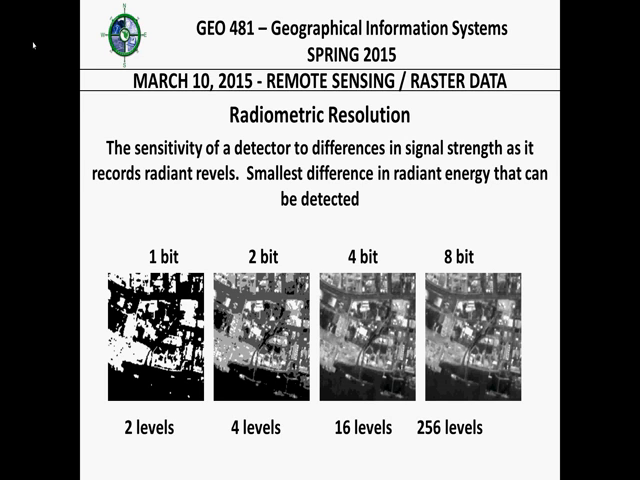Radiometric resolution is the third type of resolution we'll discuss. And I do usually have a question to name the 4 resolutions, or name 3 of the 4 or something like that, just as a heads up. The radiometric resolution measurement is the sensitivity of the detector to differences in signal strength.